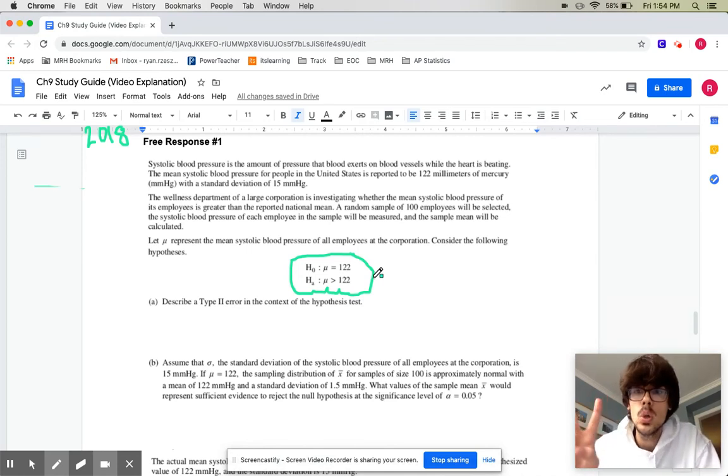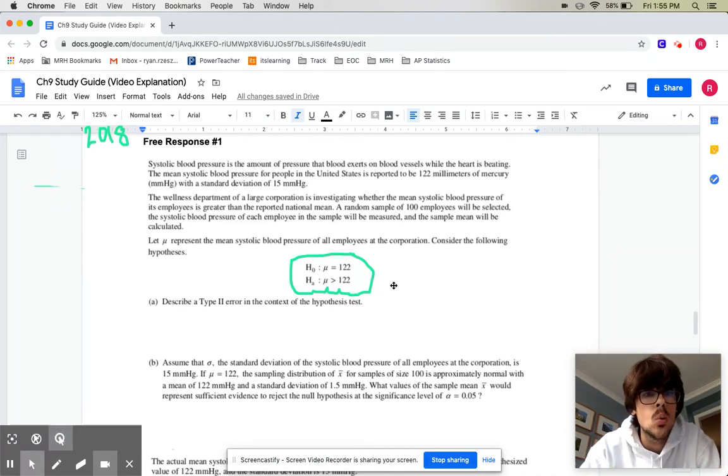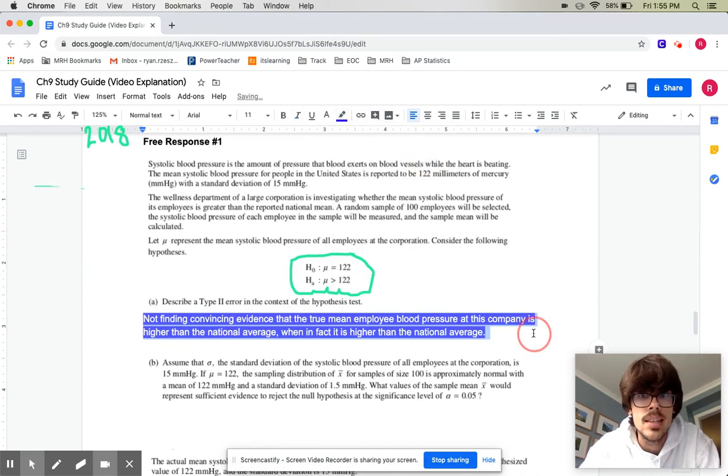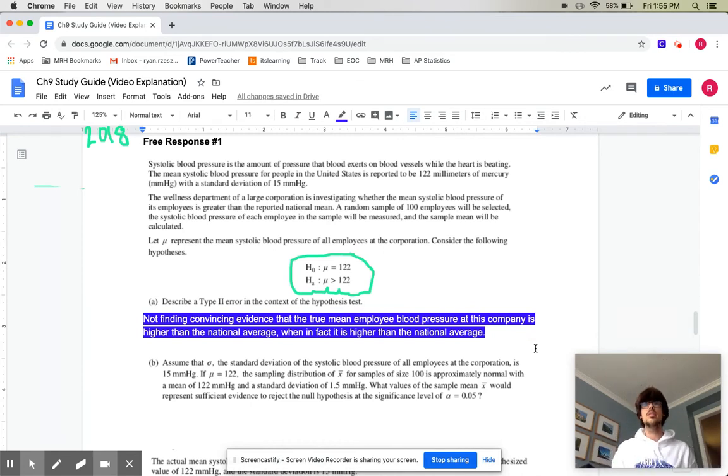A type 2 error. Remember what we talked about. Type 2 error means you failed to reject. So if you failed to reject, but you made a mistake, that must mean you were supposed to reject and you didn't. So what that would mean in context right here is we failed to reject. In other words, we did not find convincing evidence that the true mean is greater than 122, which is the national average, when in fact it is greater than 122. We failed to reject, but we should have rejected, and there's the context for it.